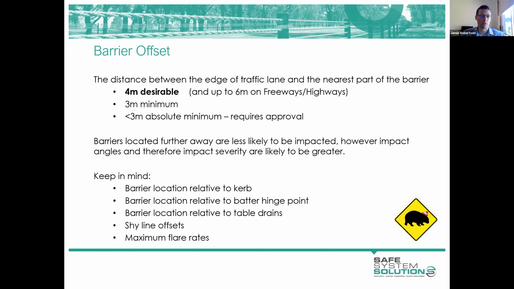So there are some values given around shy line offsets in the Austroads guide. They differ with speed, and they should really be considered as a minimum offset. If we can't get that sort of offset for the entire length of the barrier, we should at least ensure that our terminal is flared beyond the shy line. And as we discussed earlier, there are some maximum flare rates. We need to be mindful of not flaring barriers by so much that the vehicle can strike them at too severe an angle.